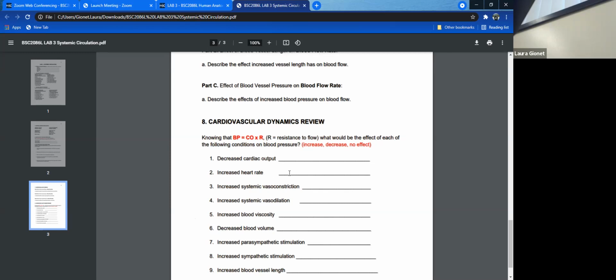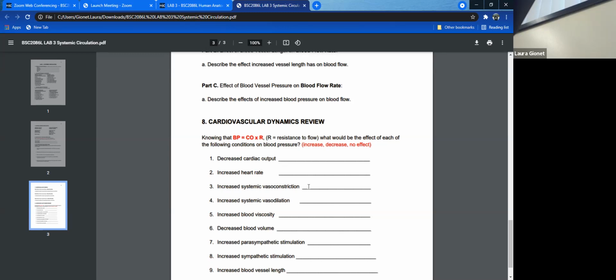Number two, all right, so this is directly related to what I just said, increased heart rate. And you go, uh-oh, what does heart rate have to do with it? I don't see HR in BP, CO, or R, but heart rate is one of the variables, part of cardiac output. Cardiac output equals stroke volume times heart rate. So if heart rate goes up, blood pressure goes up.